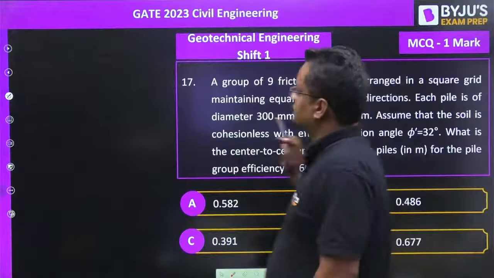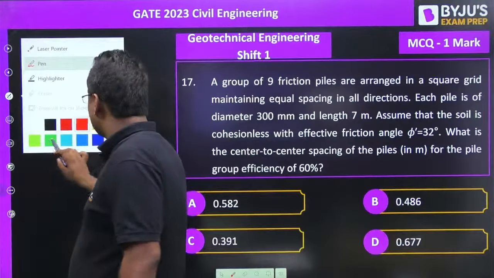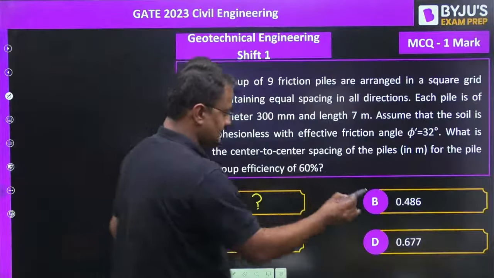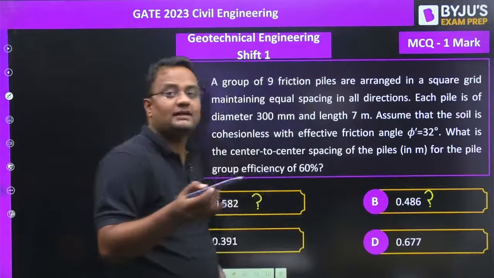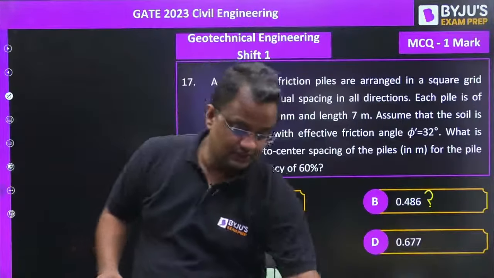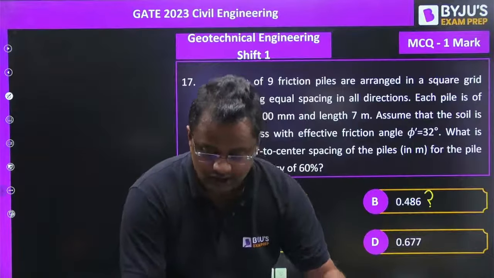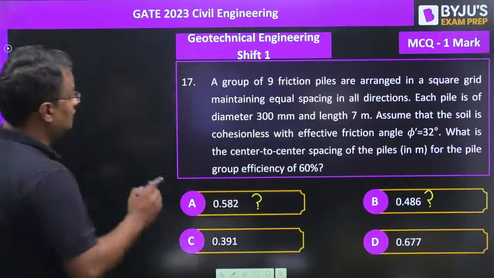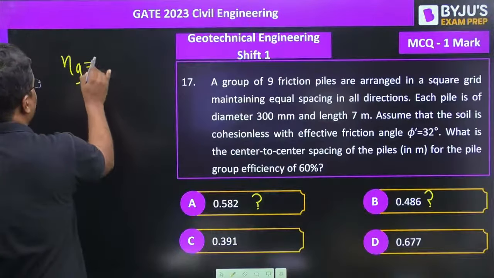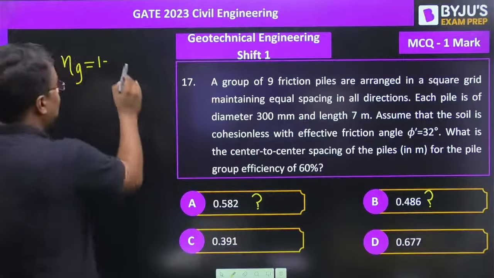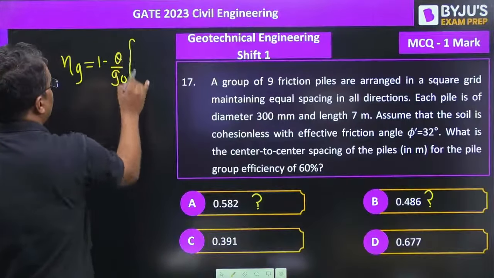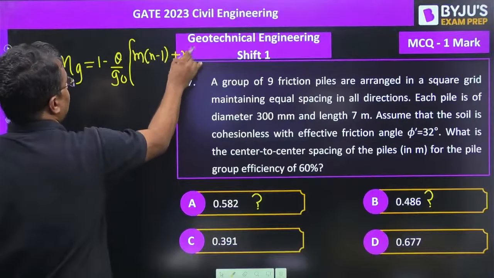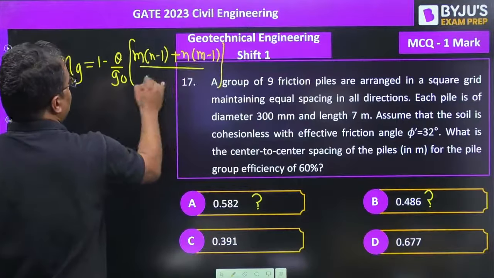Now let me tell you this question. Many students are giving me answers on my Telegram group, that the answer is this and the answer is this. Let me tell you, if you apply the converse formula that we have done in the analysis, the thing that we have done in the analysis also on the exam day, according to the converse formula, eta gross efficiency is 1 minus theta by 90, into m, and I don't remember the formulas exactly, n minus 1 plus n, m minus 1, into m into n.